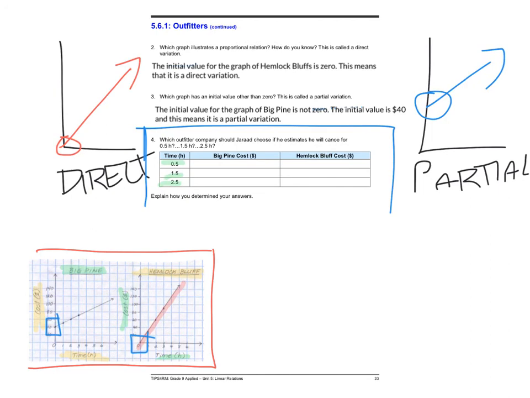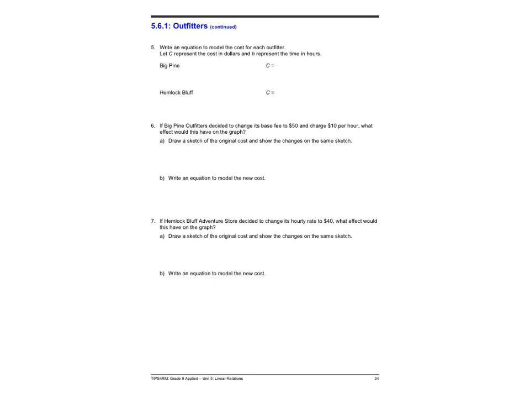Moving on to the last page, we have a bit more to do. Questions 5, 6, and 7 are moving ahead to the next lesson. So what I would like is for you to spend some time working on these 3 questions, and we're going to look at them at the start of lesson number 9.